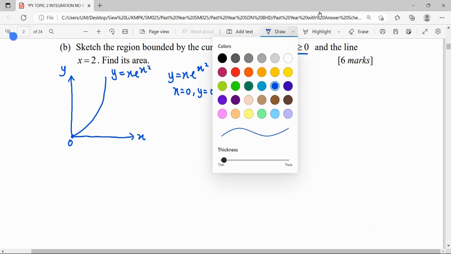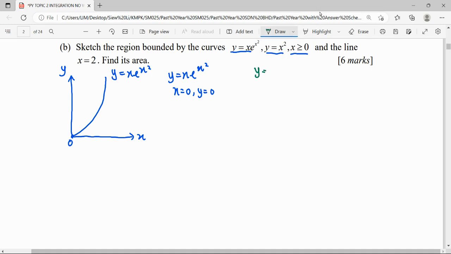Then for the second graph, y equals x squared, this is a quadratic graph. Starting point x is 0, y is also 0. Notice that both graphs curve up, but e to the power of x squared will have a gradient that is much steeper than the quadratic. So the quadratic graph will be beneath the e to the power of x squared. So this is our quadratic graph.